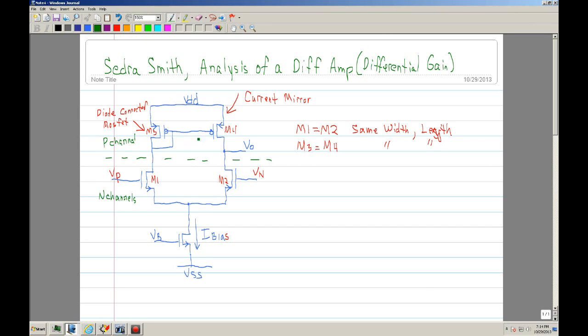Whenever you see a diode connected MOSFET, if you see the gate also connected to another one, then those two form a mirror. If they're the same size, whatever current flows through here is also reflected through here. So that's another reason that you want M3 and M4 to be matched. That way the currents are the same.